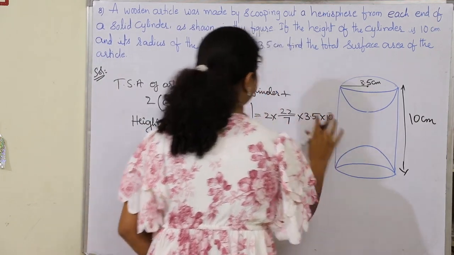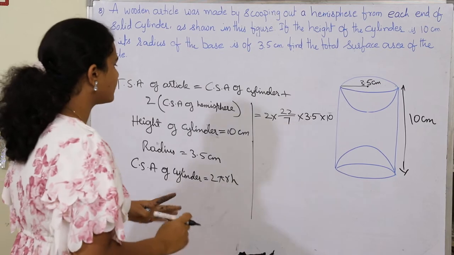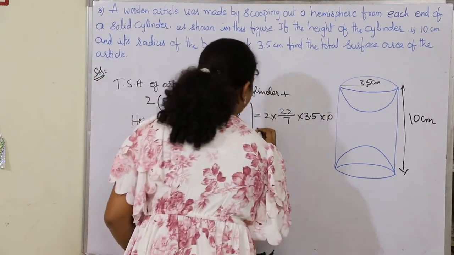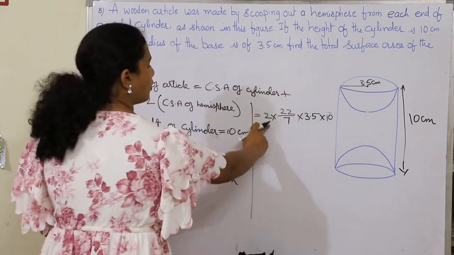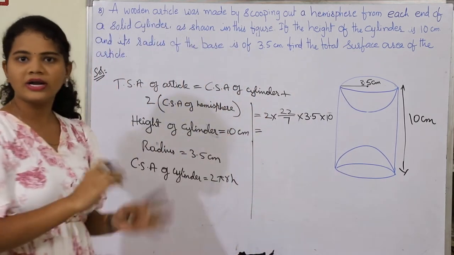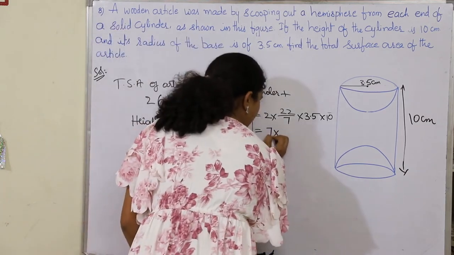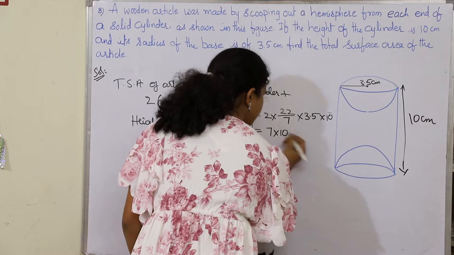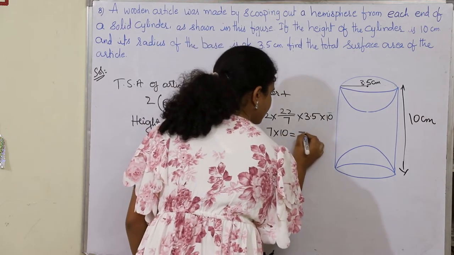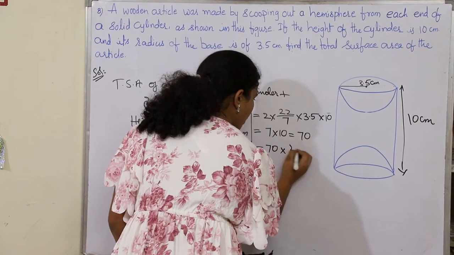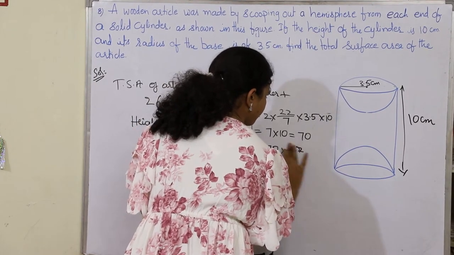Let it be 10. Now multiply all the values and divide. So here we get 2 into 3.5 firstly. 2 into 3.5 gives 7. Then 7 into 10, 7 tens, 70. So we got 70. Now 70 into 22 by 7.